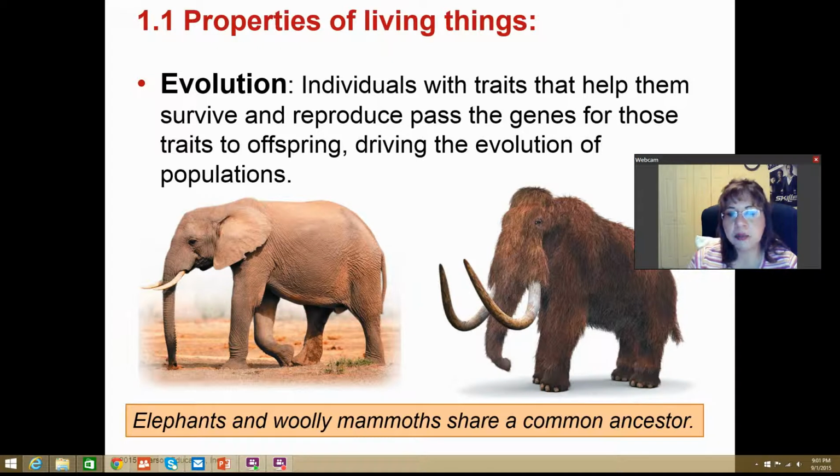So we know that our modern day elephants and our woolly mammoths, they are related in the sense that they share a common ancestor. We don't say that elephants and woolly mammoths are the same organism, simply that they have a common ancestor that they both descended from. We can actually measure that by looking at the genes that they have in common and looking at the genes that they have differently.